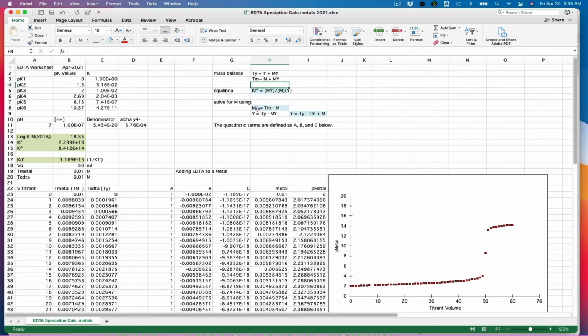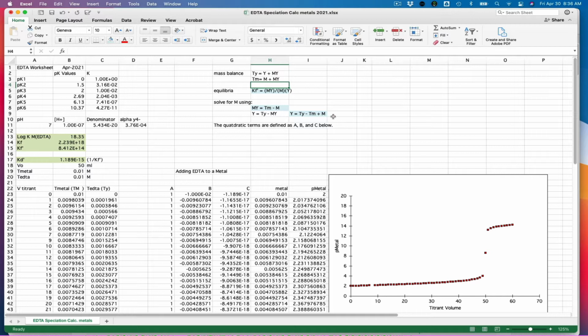All right, so now let's get an estimate for MY. Reorganizing the second equation, I get MY equals total metal minus the metal. Notice it's a function of metal, and this is going to be my algebraic approach. I'm going to try to get everything in this Kf expression to be either a known or metal, and then you can just solve for metal. So MY is Tm minus metal. I can also reorganize the top equation for Y, and Y is Ty minus MY. I have an expression for MY, so I plug that in, and now I get Y equals Ty minus Tm plus M.